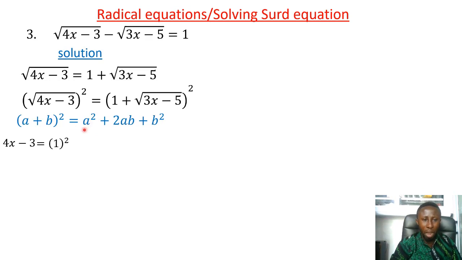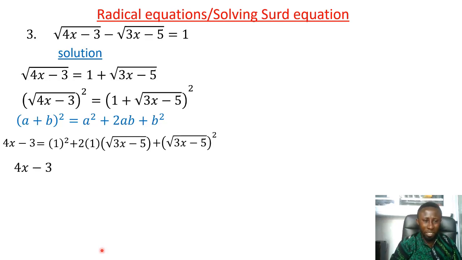Equals, we say our one here is our a, so this a. So our one is our a plus 2ab. Yes, a is 1 and b is what? Root of 3s minus 5, right? Plus b all square. What's our b? It's root of 3s minus 5 all square. Good, as simple as that. Lovely.